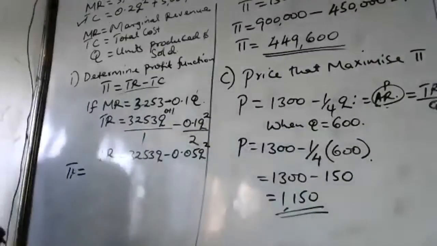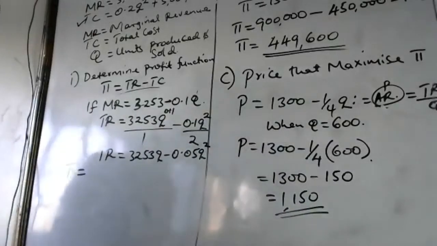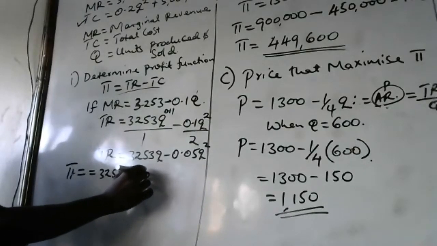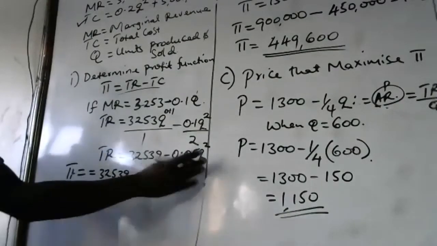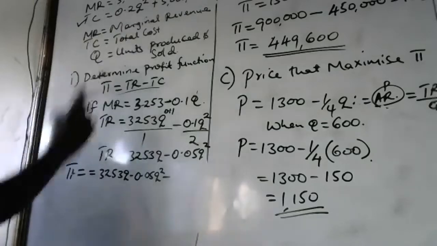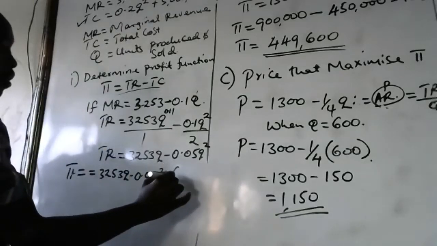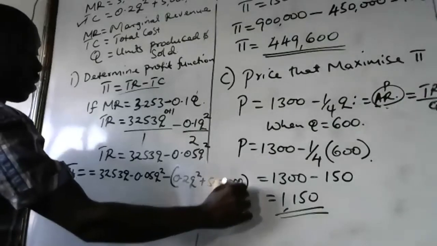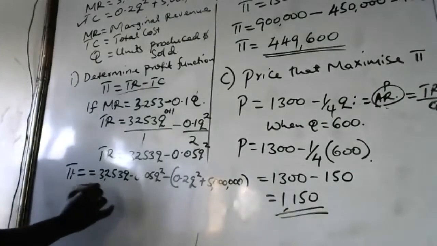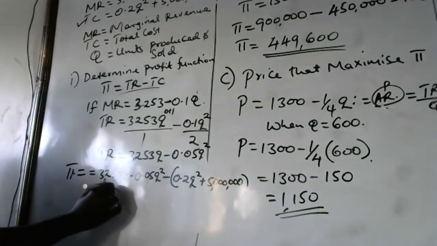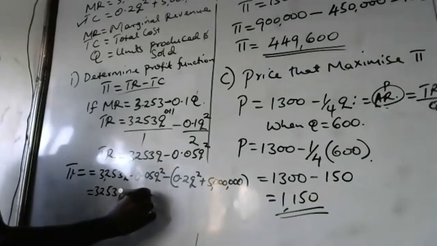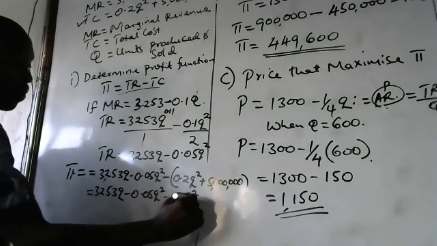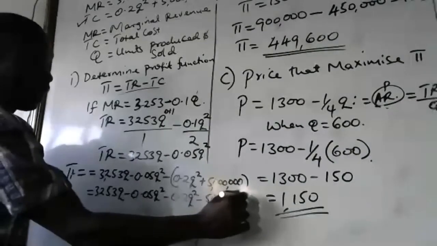We can get the profit function, which will be equal to total revenue, which is 253Q minus 0.05Q squared, minus the total cost. The total cost is given here, in brackets, 0.2Q squared plus 5M. So you will find that this is going to be 253Q minus 0.05Q squared minus 0.2Q squared. Negative times positive is minus 5 millions Q.